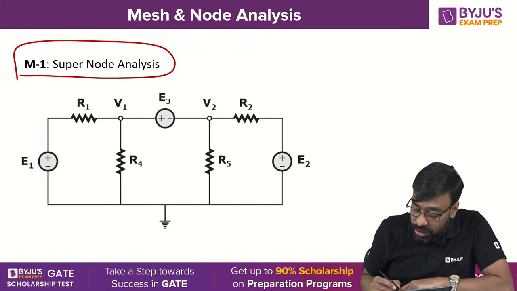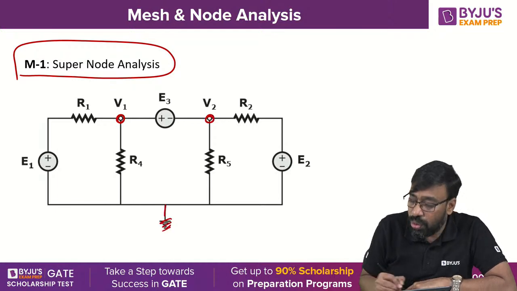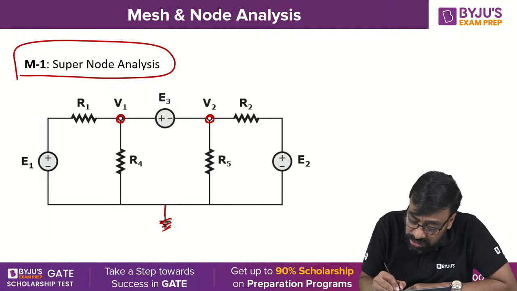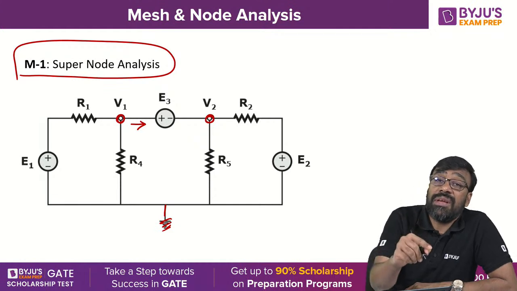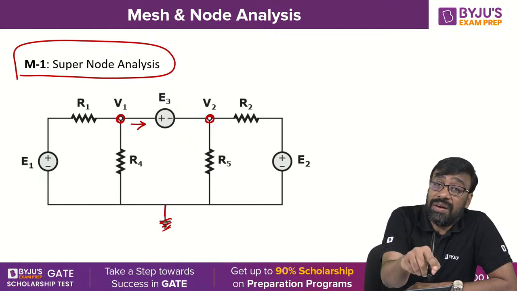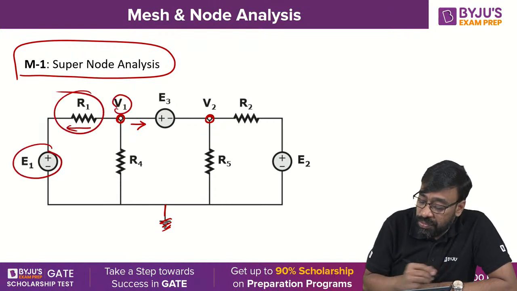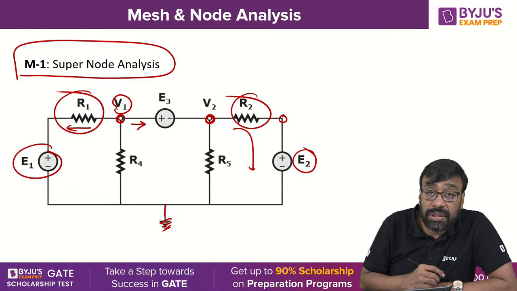Look at this here. According to supernode analysis, I am selecting V1, this is V2, and this is the bottom node as a reference node. The current flowing through this particular path is not available because there is no resistive element. You know the current flowing through this, because it is (V1 minus E1) by R1. You know the current flowing through this, it is (V2 minus E2) by R2.